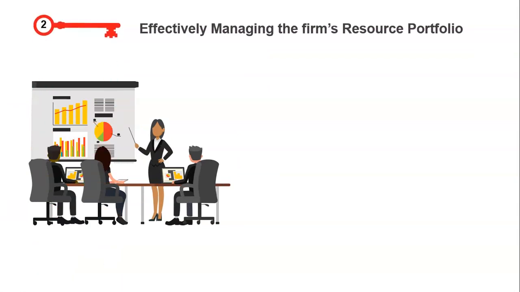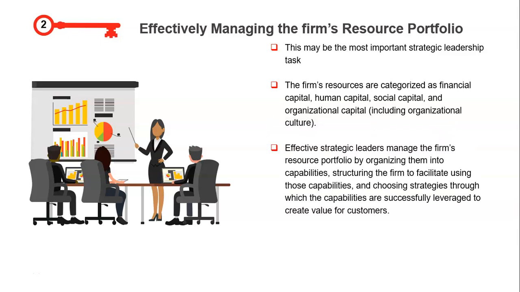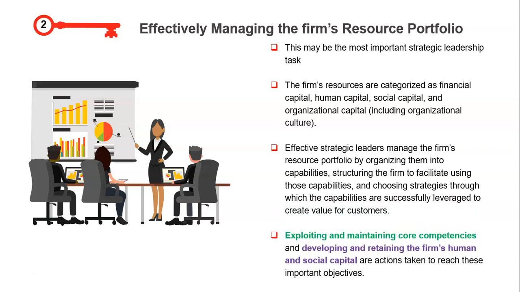Effectively managing the firm's resource portfolio probably is the most important strategic task, because you have to manage what it is that you have in hand. And the resource portfolio is very large. It actually consists of the financial capital, human capital, social capital, and organizational capital, and this also includes the organizational culture. So effective strategic leaders manage the firm's resource portfolio by organizing them into capabilities, structuring the firm to facilitate using these capabilities, and choosing strategies through which the capabilities are successfully leveraged to create value for customers.